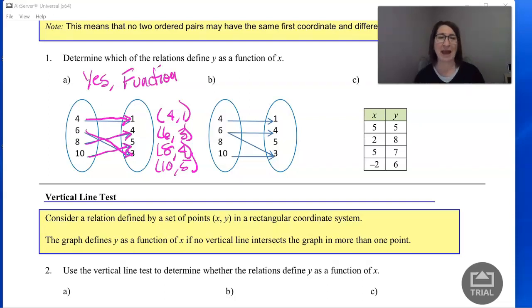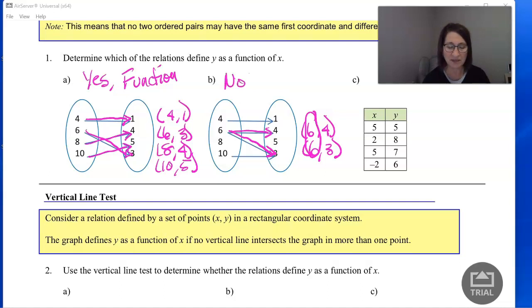However, if we look at B, you can tell right away that the 6 is being mapped to a 4, but it is also being mapped to a 3. If we were creating ordered pairs, we would have right there 6, 4 and 6, 3. The 6 being repeated, my x value being repeated. So this is not a function.